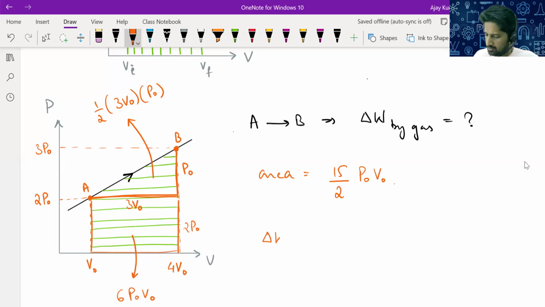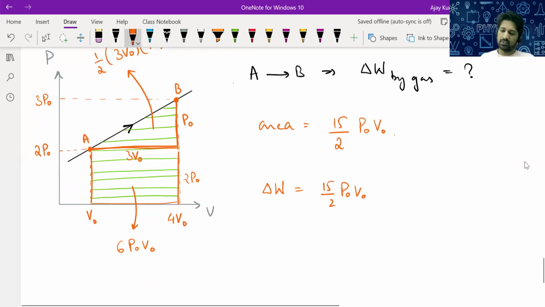Therefore the work done will be, now see, the process is being carried out from state A to state B. Volume is increasing, therefore work done is positive of this area. So 15 by 2 P naught V naught itself.